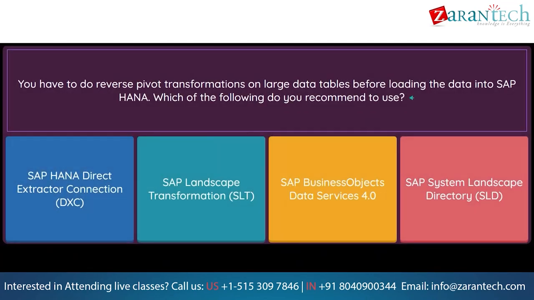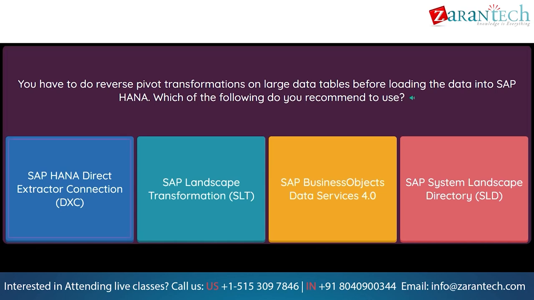Question: You have to do reverse pivot transformations on large data tables before loading the data into SAP HANA. Which of the following do you recommend to use? Option 1: SAP HANA Direct Extractor Connection, DXC. Option 2: SAP Landscape Transformation, SLT.